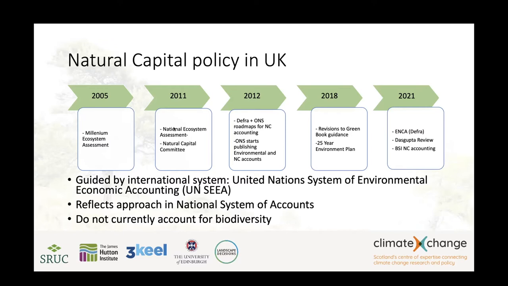As we've moved through the last decade, there have been various key processes at a UK government level. For example, revisions to the Green Book guidance, DEFRA's 25-year environment plan, and then most recently, lots of work on various tools and approaches through DEFRA's work, the ENCA project, the Dasgupta review, and then we're beginning to see the emergence of much more standardized approaches to accounting in this area, which are good to be aware of. Just to underline that not many of these approaches currently account for biodiversity, but biodiversity is factored in various ways, which we can come to. If you could move on, great.